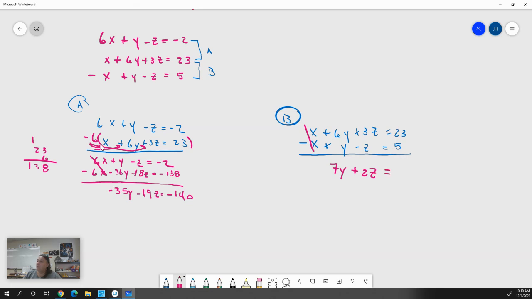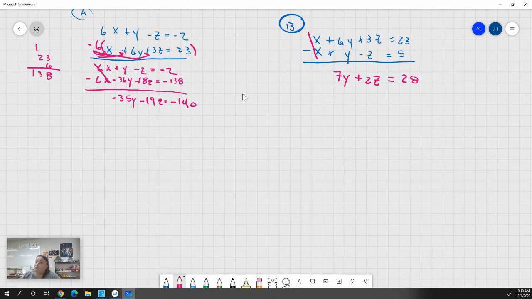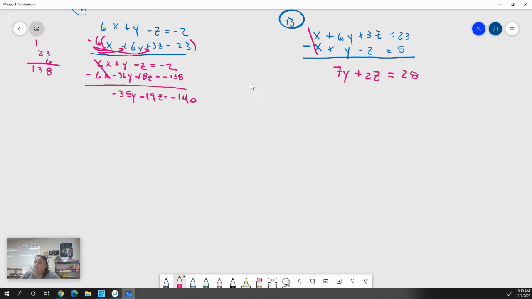And then 23 plus 5 is just 28. And so now if you notice what I have with my A and B, because I chose to eliminate x from both of them, is I have a 2-variable equation with the same 2 variables. This one has a y and z, this one has a y and z, which means that I can put them together, which was the whole reason for doing it.